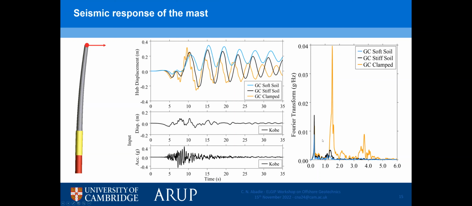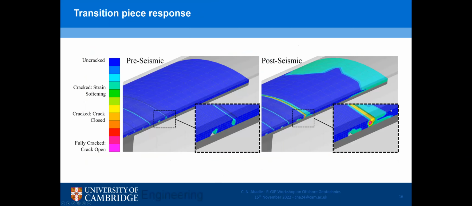With regards to the natural frequency, the first mode doesn't change that much. It changes by 7%. You can't see it on this diagram, but I can tell you. The second mode changes a bit, and we've done further analysis to see how important that is for the response of the whole structure. Now, looking at the transition piece, what is important is to guarantee the integrity of the transition piece throughout the earthquake and at the end of the earthquake.